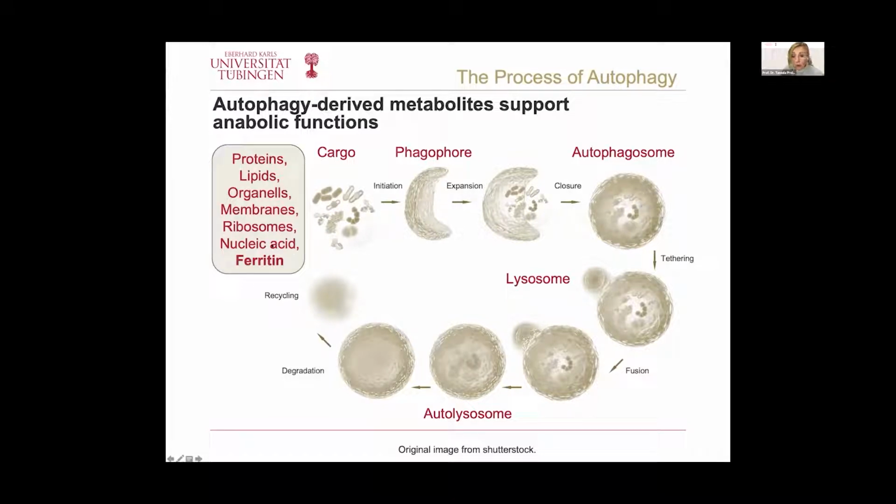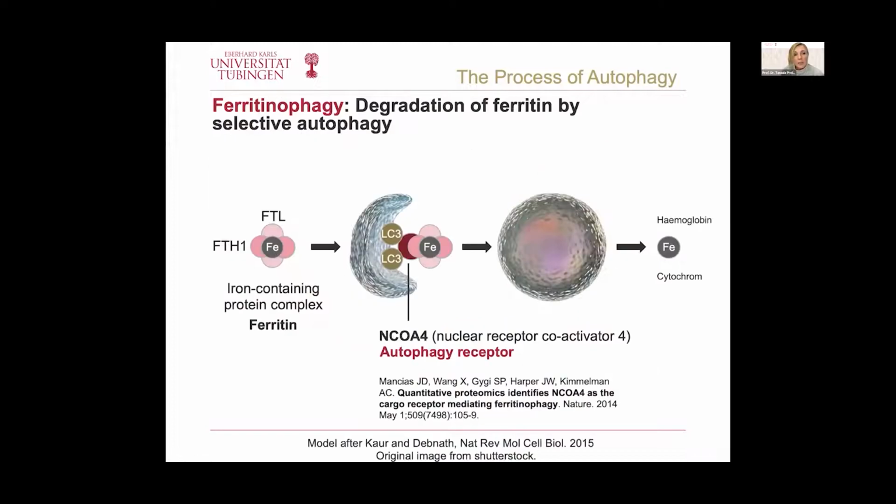And important for our session is also a process that is called ferritinophagy. And this is a process where ferritin is selectively degraded through the process of autophagy. And that became clear in 2014 when the so-called autophagy receptor, NCOA4, was identified in a proteomic approach. And this is depicted here.